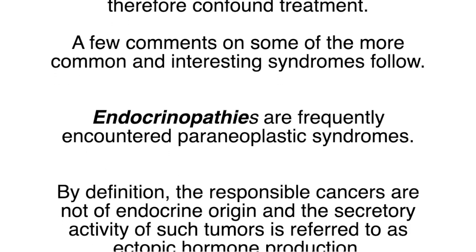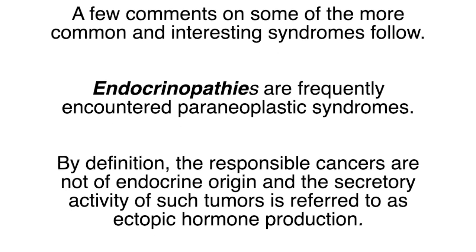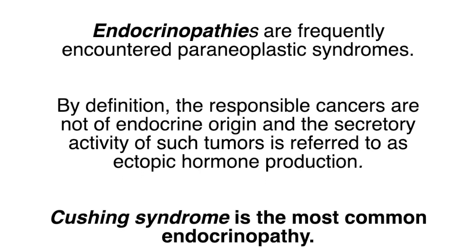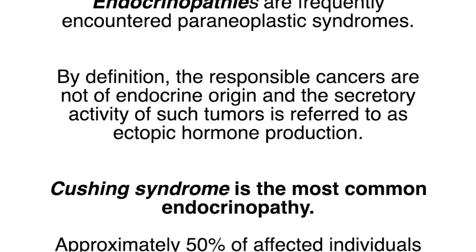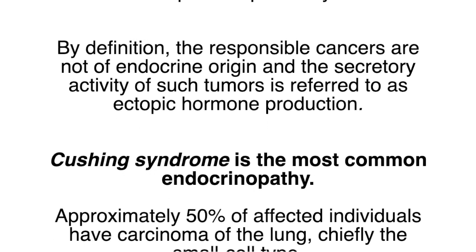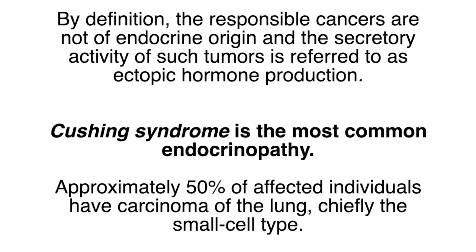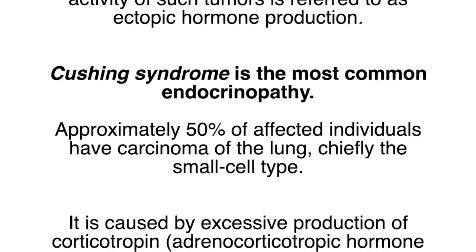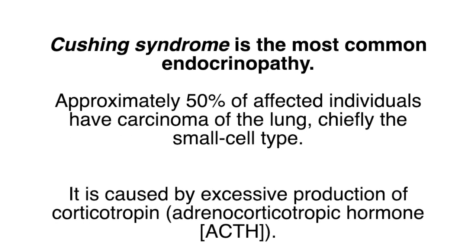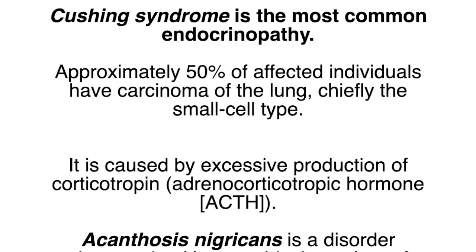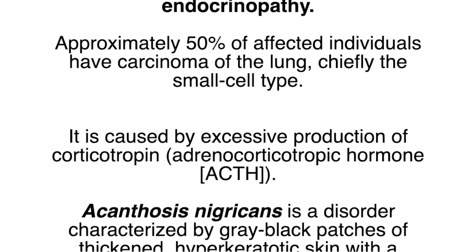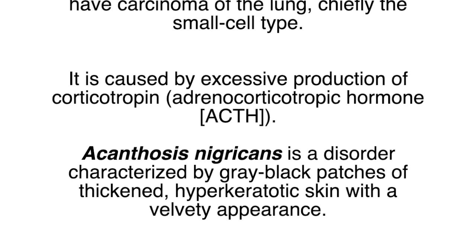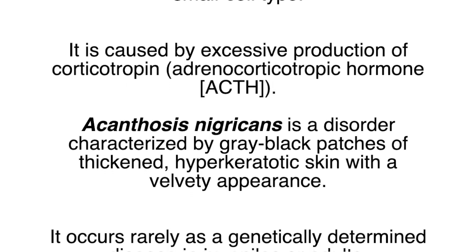Endocrinopathies are frequently encountered in paraneoplastic syndromes. By definition, the responsible cancers are not of endocrine origin, and the secretory activity of such tumors is referred to as ectopic hormone production. Cushing syndrome is the most common endocrinopathy. Approximately 50% of affected individuals have carcinoma of the lung, chiefly the small cell type. It is caused by excessive production of corticotropin, that is adrenocorticotropic hormone, ACTH.